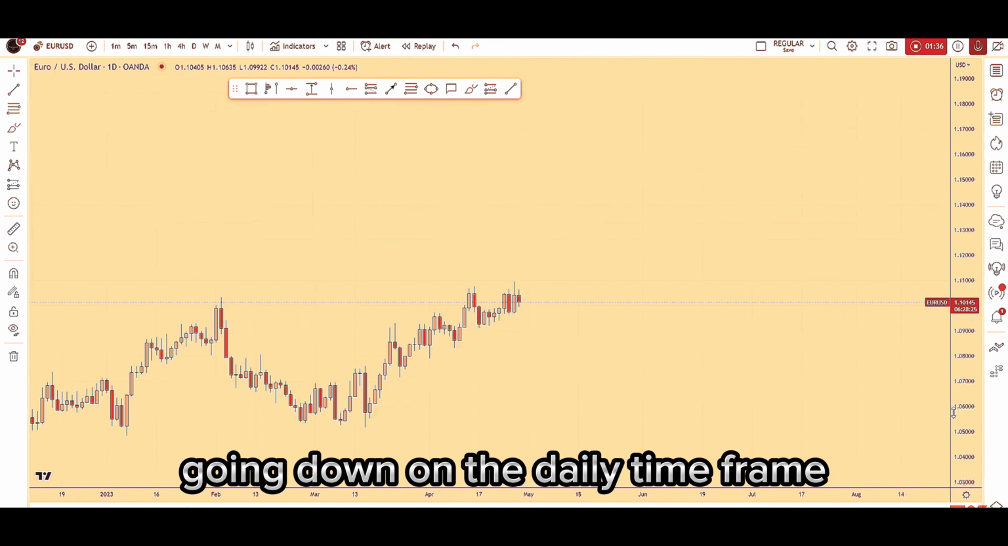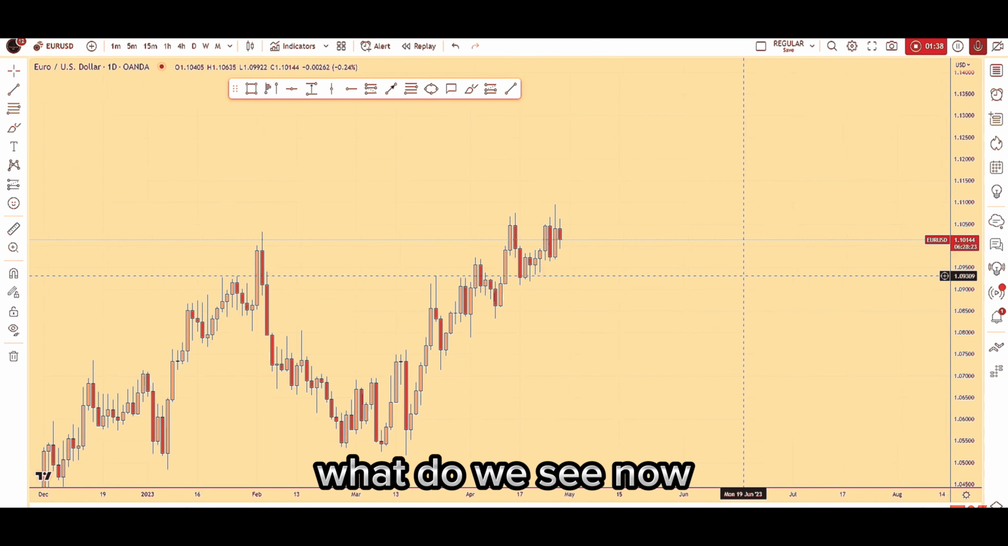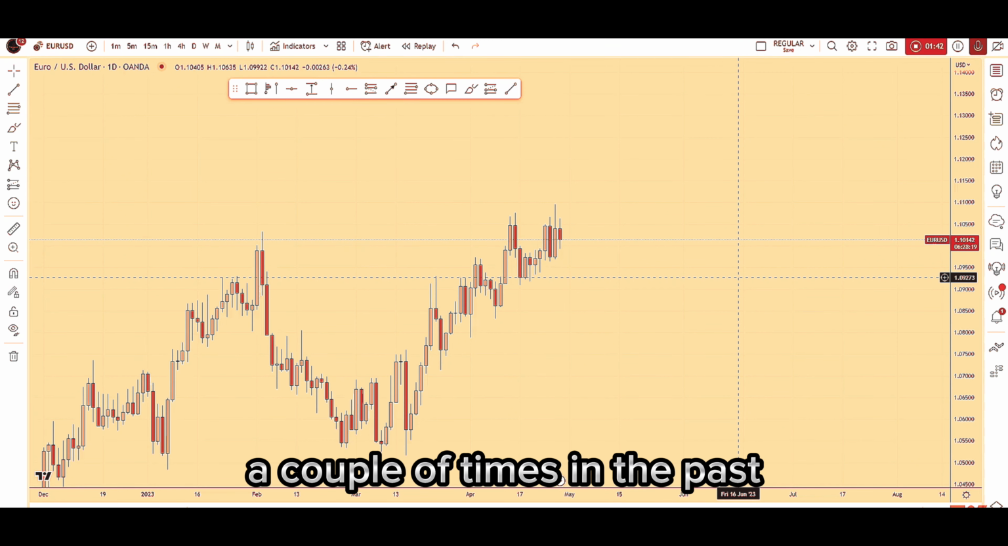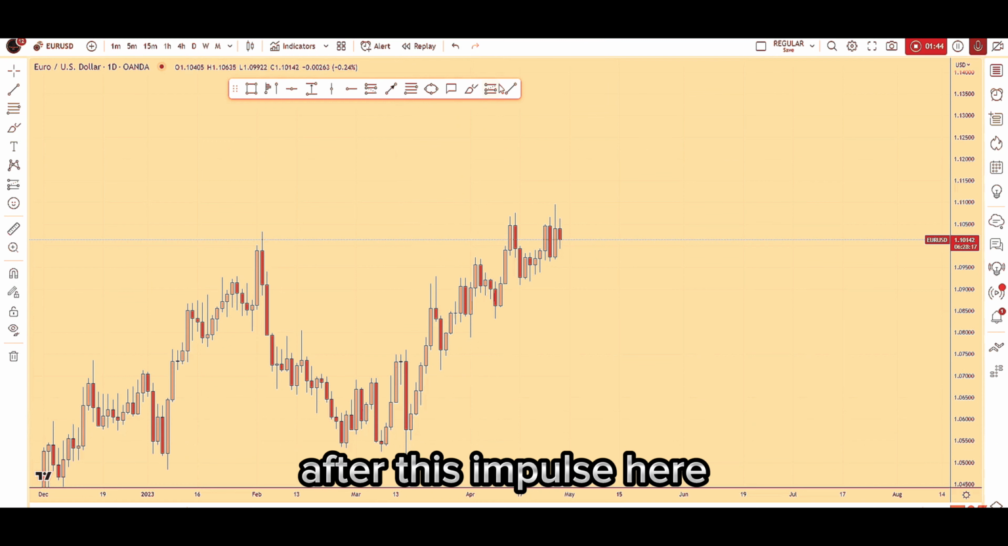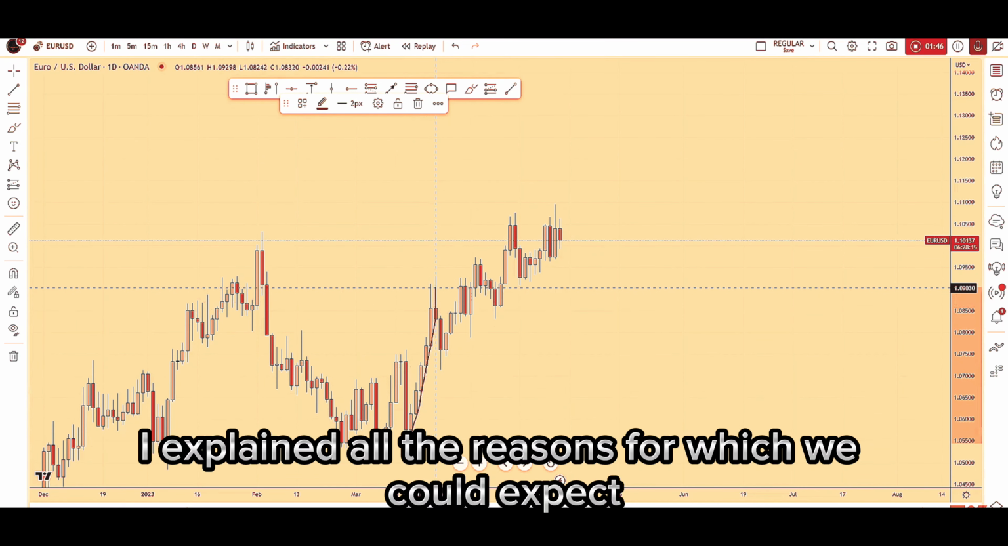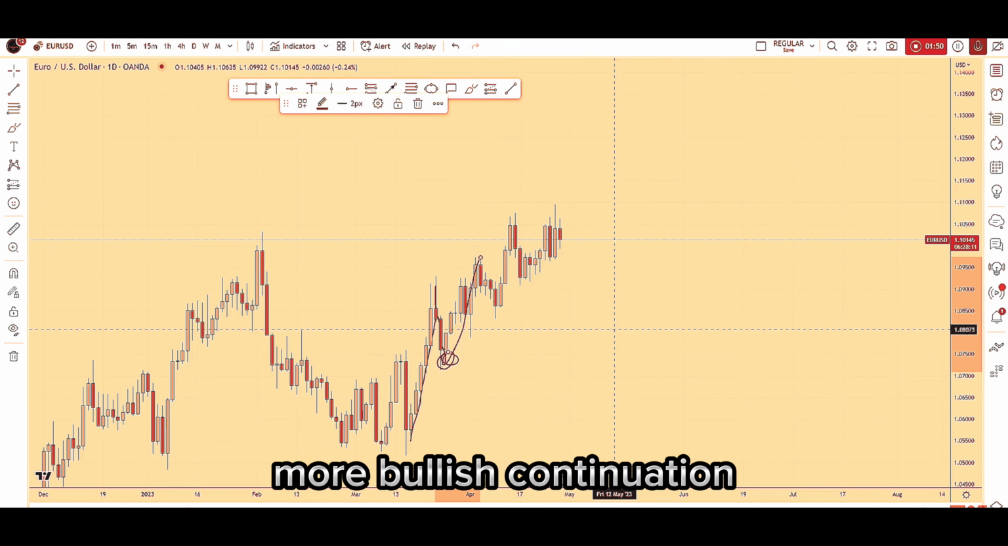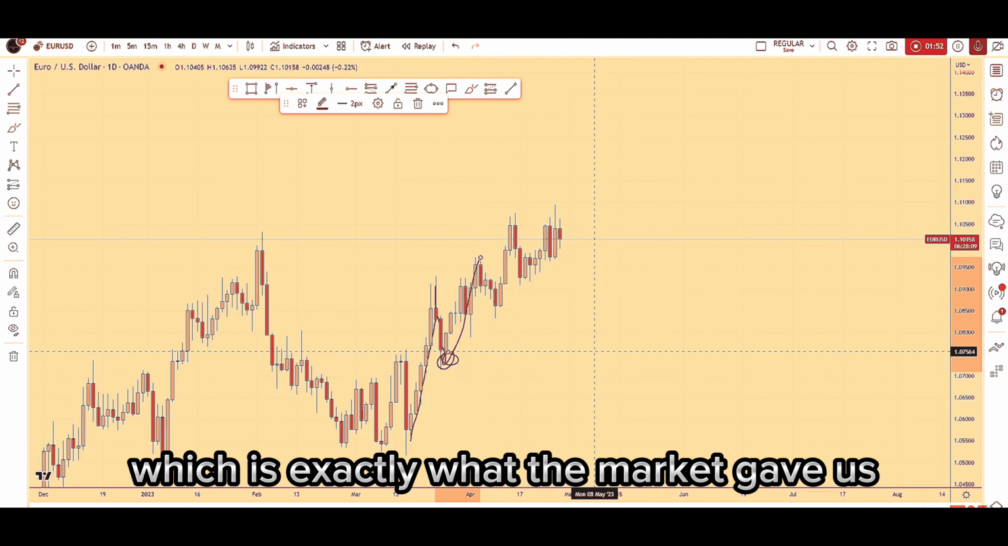Going down on the daily time frame, what do we see? Now, here on the daily, I did speak about Euro USD a couple of times in the past. I spoke about it after this impulse here. I explained all the reasons for which we could expect first a correction, and then from here, more bullish continuation, which is exactly what the market gave us.